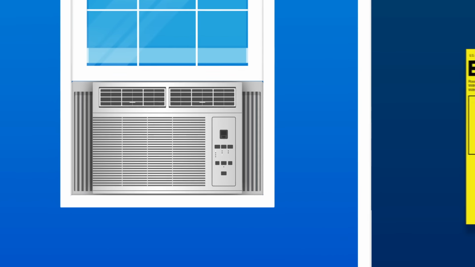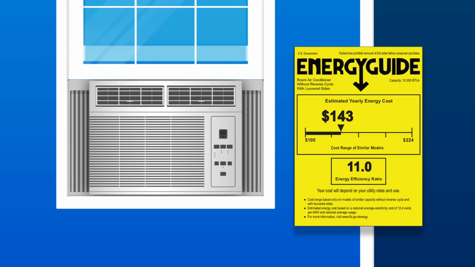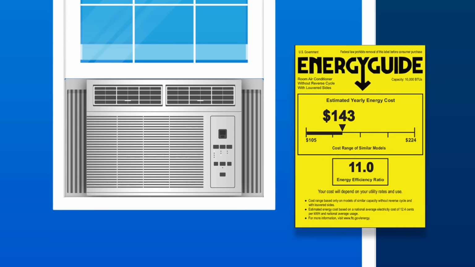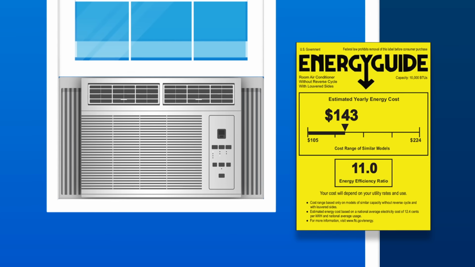Just be sure to check the unit's energy efficiency rating, labeled as EER or SEER, which is posted on every air conditioner. This will let you know the approximate yearly savings you'll receive with an Energy Star appliance. The higher the rating, the greater the savings.